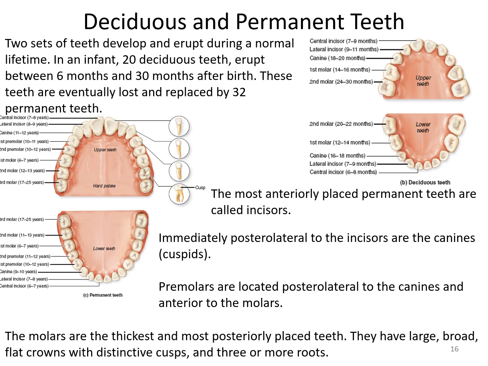Okay, we get 2 sets of teeth during our lifetime. In an infant, you get 20 what are called deciduous teeth that come up anywhere between 6 months and 30 months after birth. As you well know, those teeth are eventually lost and replaced by 32 permanent teeth.